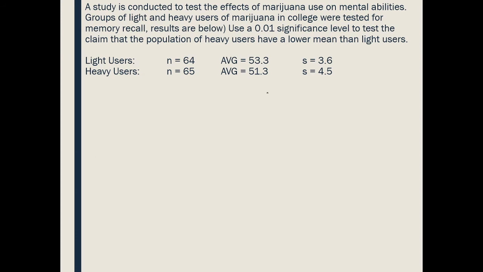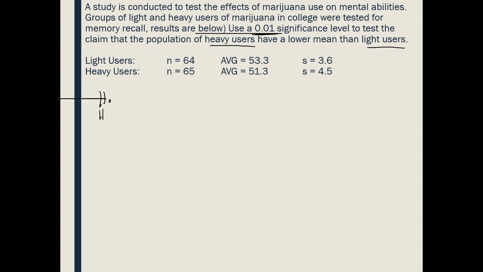All right, so let's try another one here. A study is conducted testing the effects of marijuana use on mental abilities. In this case, we're using a 0.01 significance, so just FYI there. And we're going to test the claim that the heavy users have a lower mean on this cognitive test than light users of marijuana. All right, well, let's make our hypothesis here.